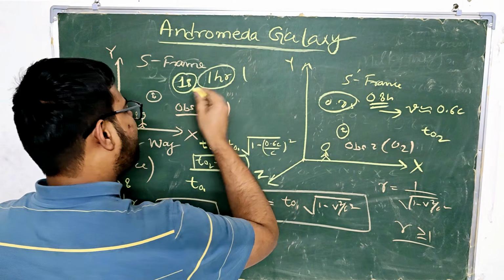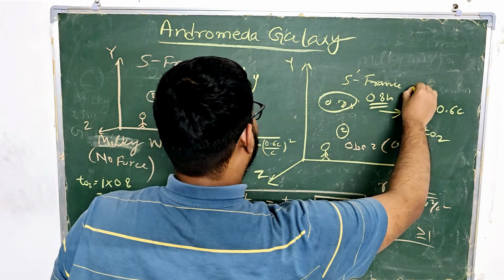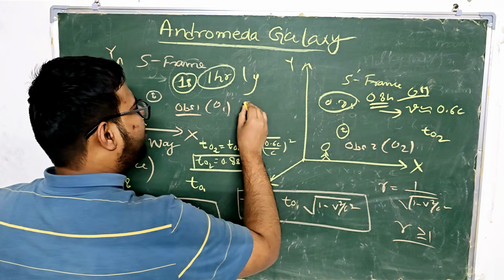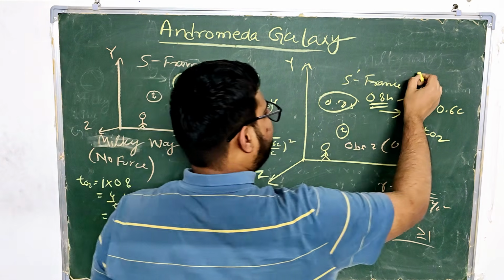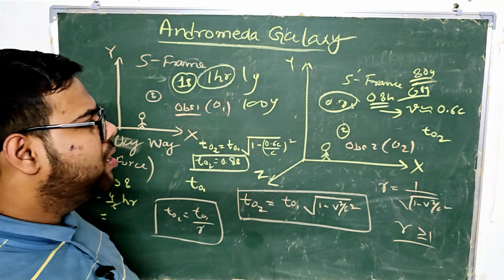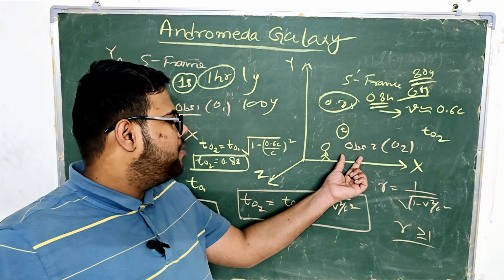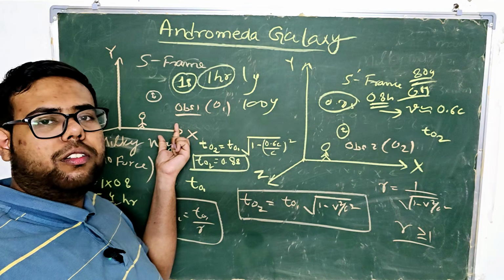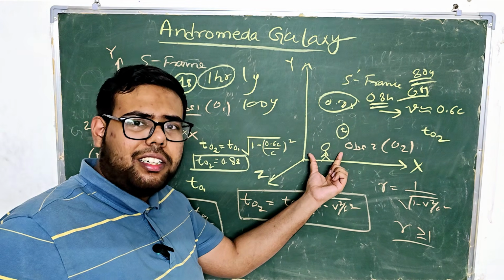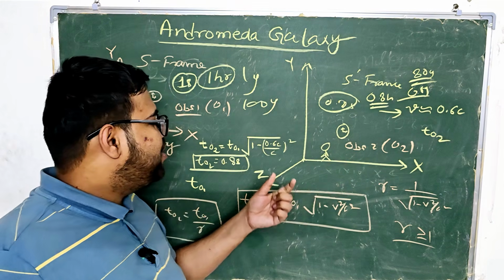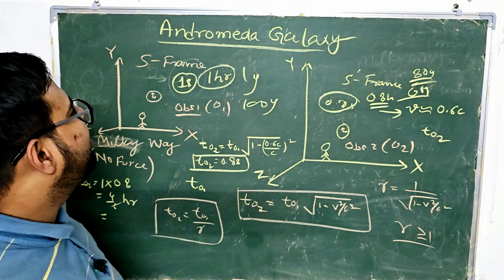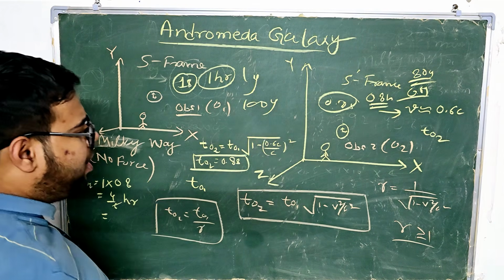Similarly, if for this observer 1 year has passed, for him only 0.8 year would have passed. Okay, so if for him 100 years has passed, for him only 80 years has passed, and so on and so forth. So it means that when this observer returns to this observer, he would have aged 100 years and he would have aged only 80 years. So it means he has actually moved into the future, right? So that is the concept of relativity.